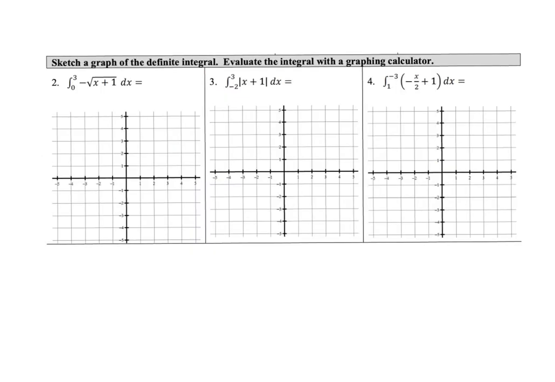Okay, so first it says sketch a graph. So we're going to sketch a graph of this function. That's the square root function that's shifted left 1 and then also reflected on the x-axis. So it's going to look like this. And then the area from 0 to 3. So this is the area that we're going to find.